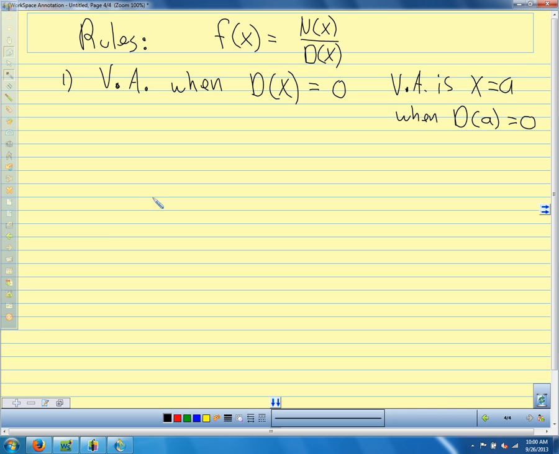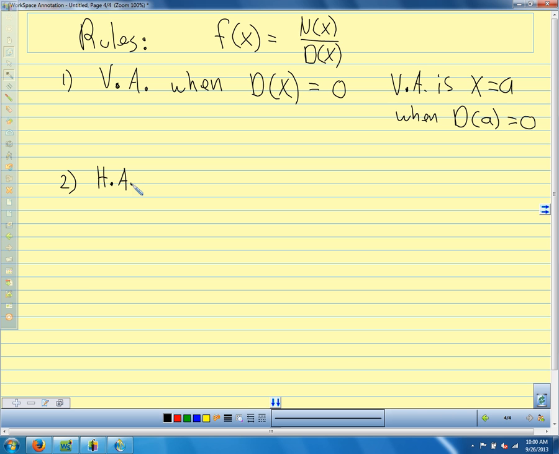For the horizontal asymptotes, we have three different things that can happen. And our rules for the horizontal asymptotes depend on the degree of the numerator and the degree of the denominator. So when we're talking about the degree of the numerator and denominator, what are we talking about? What power x is raised to, and if we're looking at a polynomial, there's a bunch of powers. Which one are we looking for? The highest. We're looking for the highest power. So the degree of the polynomial is the highest power.